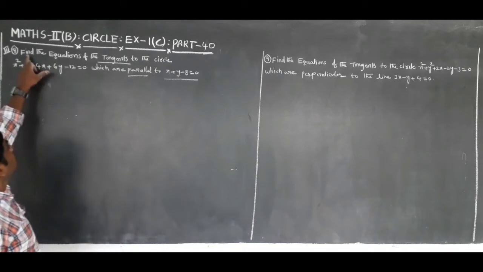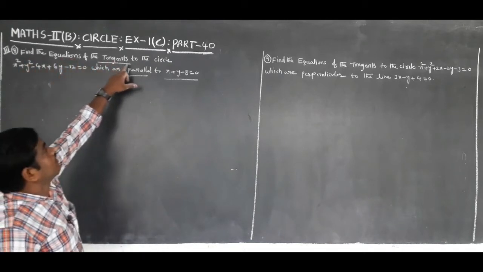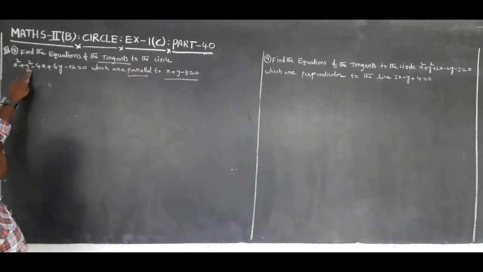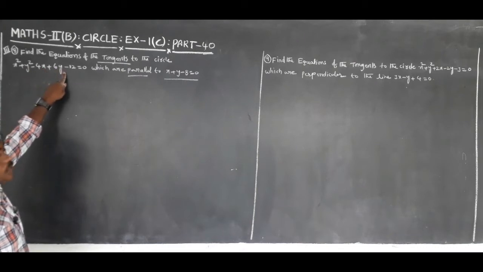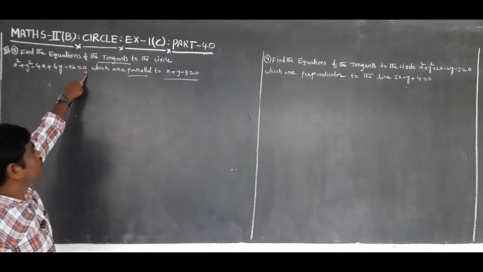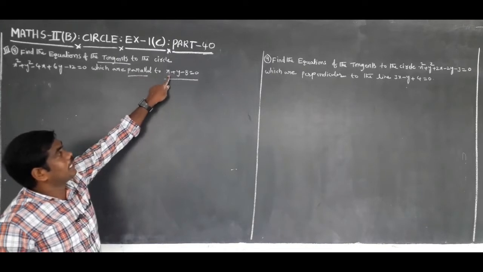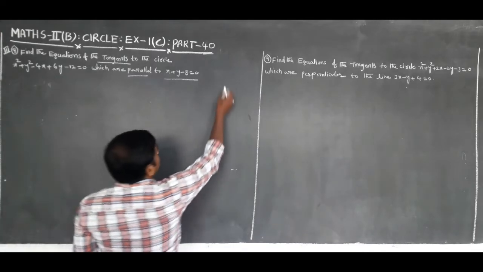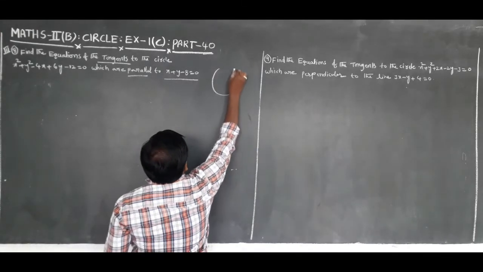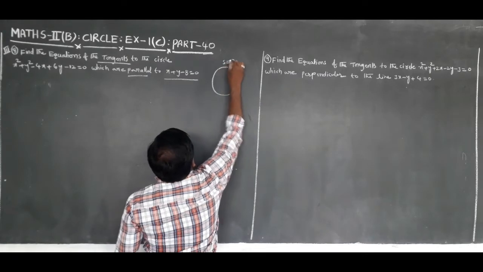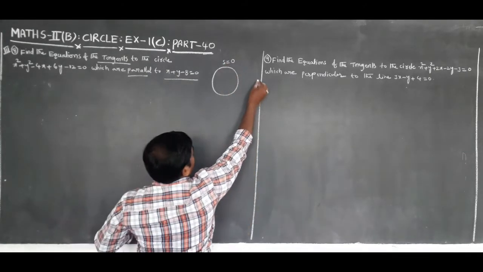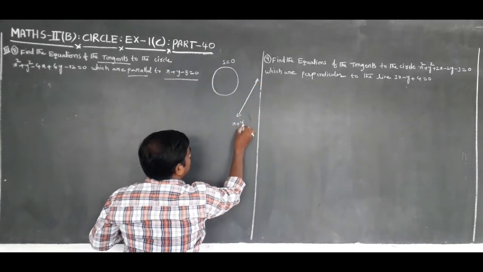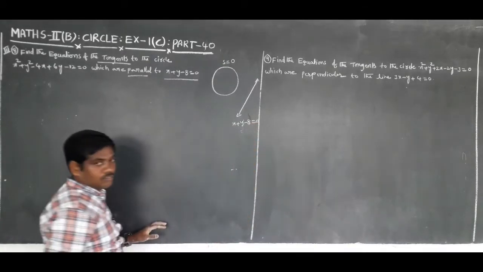First one is: find the equations of the tangents to the circle x square plus y square minus 4x plus 6y minus 12 is equal to 0, which are parallel to the line x plus y minus 8 is equal to 0. This is the equation of the circle. This is the equation of the straight line, x plus y minus 8 is equal to 0.